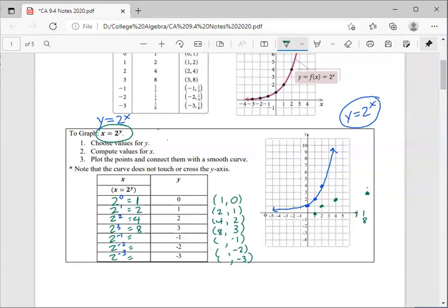Okay, if you have a negative exponent, then what that property tells you to do is you're going to put a 1 on the top and then move 2 to the first to the bottom. So that would just be 1/2. This one is going to be 1 over 2 to the second. So that's 1/4. 1 over 2 to the third, 1/8. So we've got these points, 1/4 and 1/8.